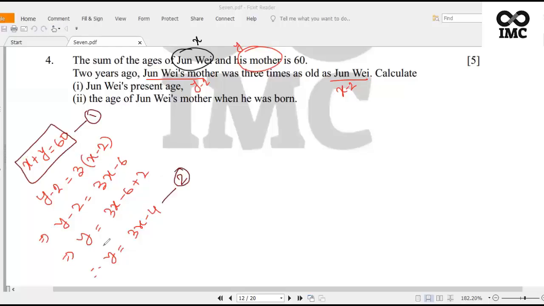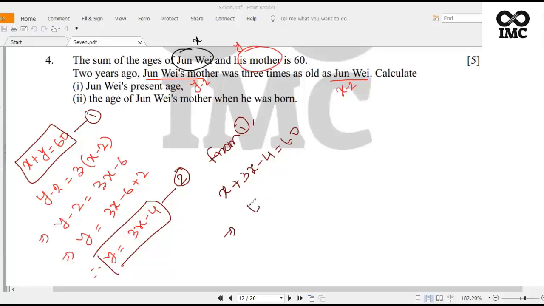Now we need to solve these two simultaneous equations. So it is better if we use the substitution method. So just put the value of Y here, then what will we get? So from 2, we will substitute the value of Y in 1. So we will get from 1, X plus, instead of Y, we will put 3X minus 4, equal to 60.